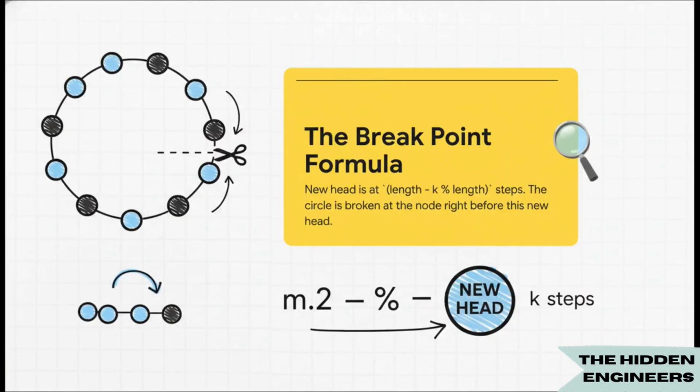So, where do we make the cut? Well, it all comes down to this simple formula. We use that modulo operator, k % length, just to handle cases where k is huge. The new head of our list is going to be length minus k % length steps in, which means our new tail is the node right before that one, and that's where we break the link.